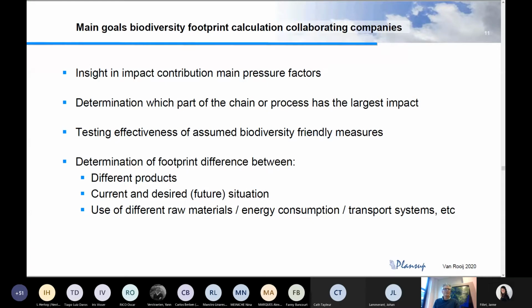So you can determine the footprint difference between different products, between current and maybe a future situation. And you can also see what impact it would have if you change the source of the raw materials, or if you change energy consumption into more green consumption of energy, transport systems, etc. Next, please.